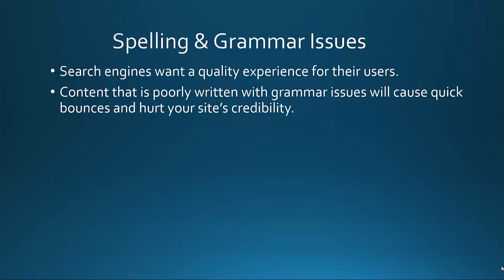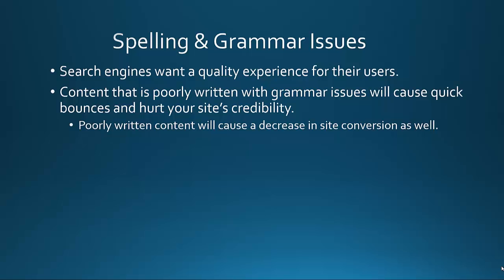Optimize meaning you're going to do everything you can with quality content, a good user experience, mobile friendly, spelling and grammar issues, all those factors you want to have in place so it's a good experience for your users. Content that is poorly written with grammar issues will cause quick bounce and hurt your site's credibility. Poorly written content is going to cause a decrease in site conversion because people are going to lose respect for you. They're going to say, well, if he can't spell his material correctly, how is his ebook going to be quality? Or how is this free report even going to be good?